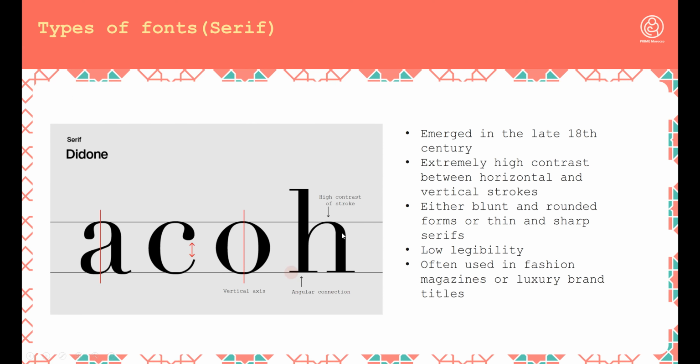The third one is Didone style, which emerged in the late 18th century. It shows a strong contrast between the horizontal and vertical strokes with very thin and sharp serifs. It may have slightly low legibility, but it is often used in luxury or fashion magazine titles because of its elegant atmosphere.